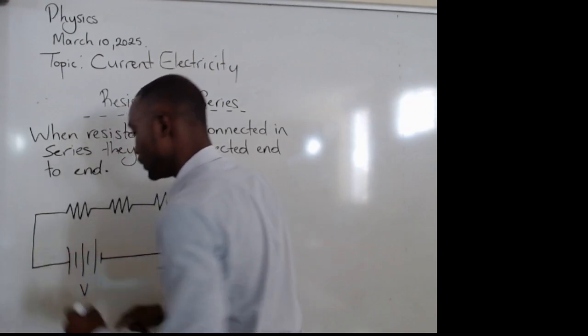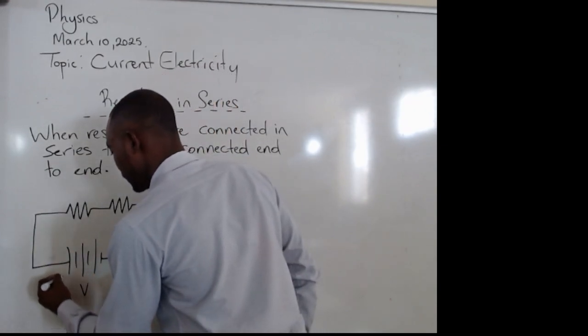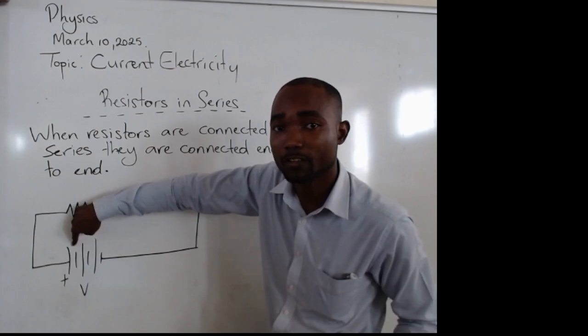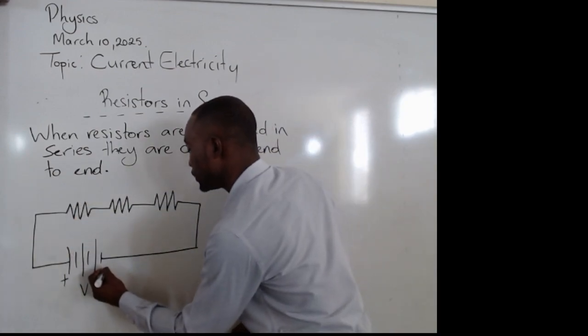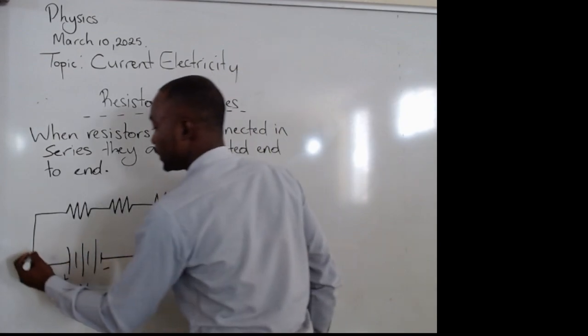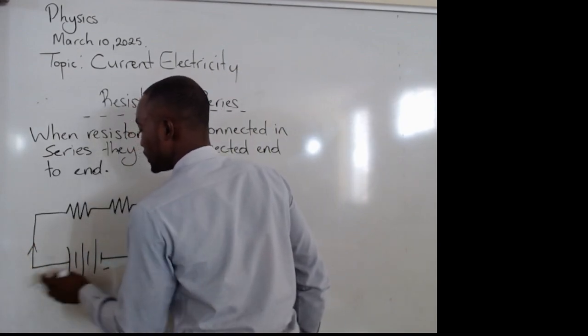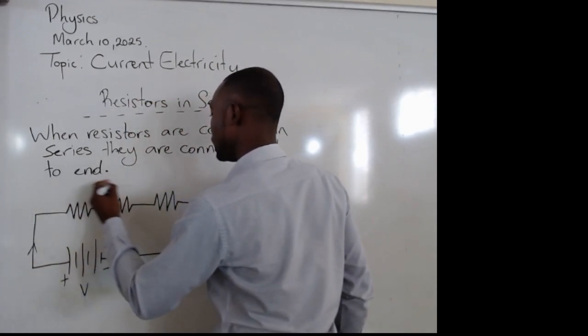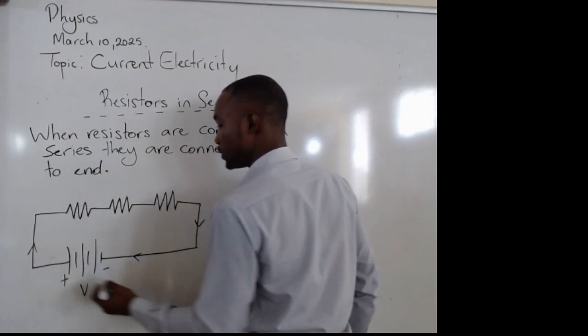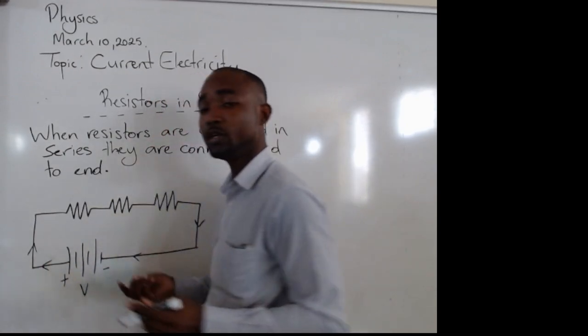Down here I have my voltage source. I can put V. The longer end represents the positive terminal of my battery. The shorter end represents the negative terminal. Now we see that current flows from the positive terminal all around the circuit, from down here back to the negative terminal.